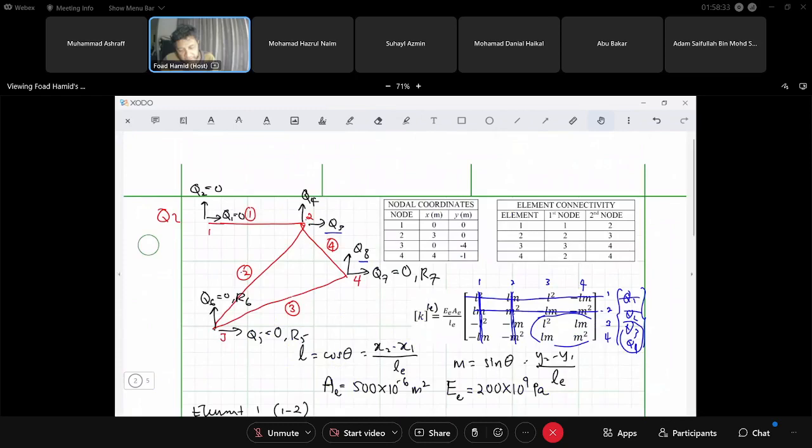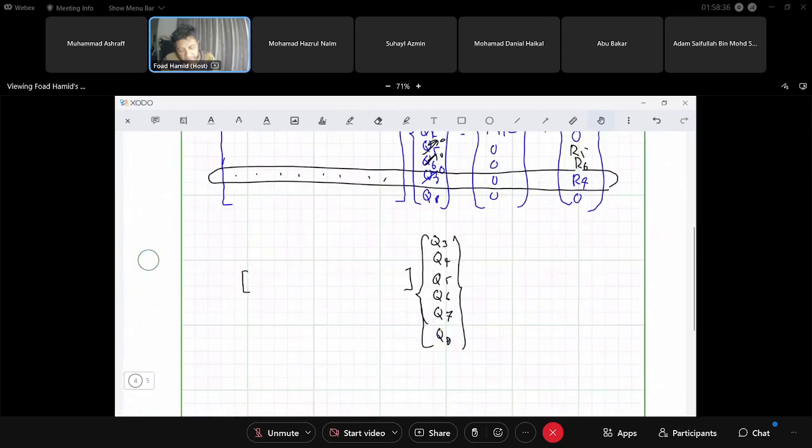But again, note that Q5 and Q6 are zeros, and Q7 are all zeros. So we do not need that. We only need Q3, Q4, Q8. Okay? Because the rest are 0. Any number times 0, Q5 is 0, Q6 is 0, Q7 is 0, then we have no use. So let's look at this.